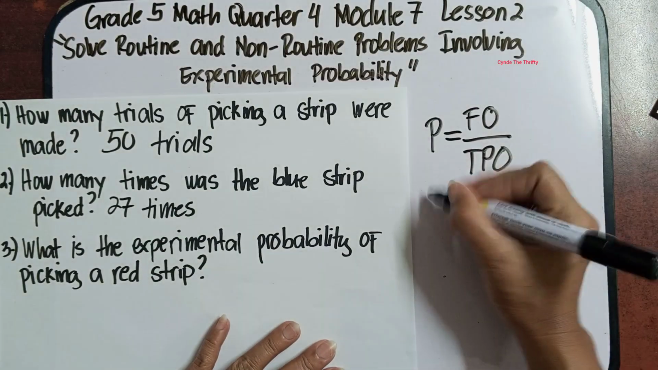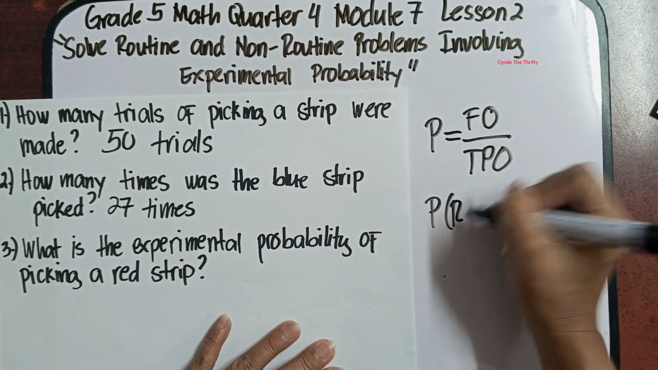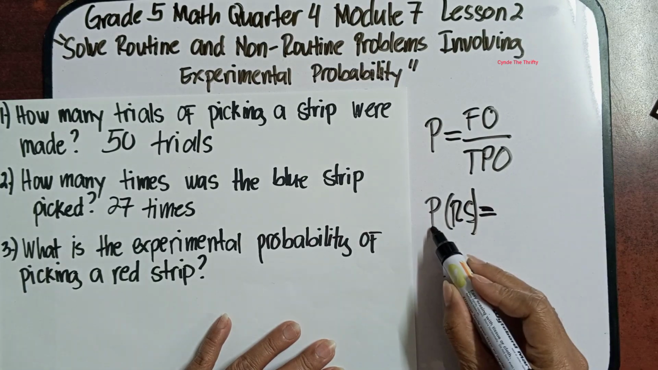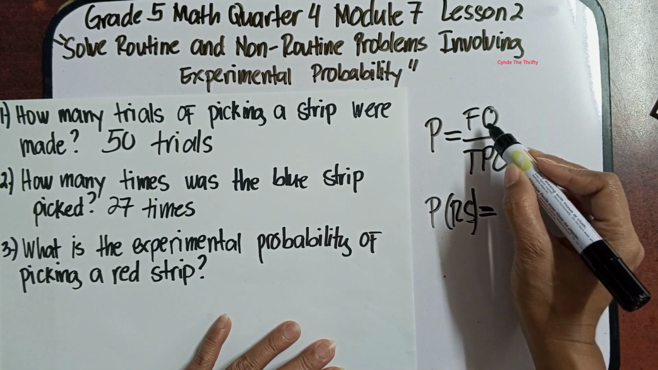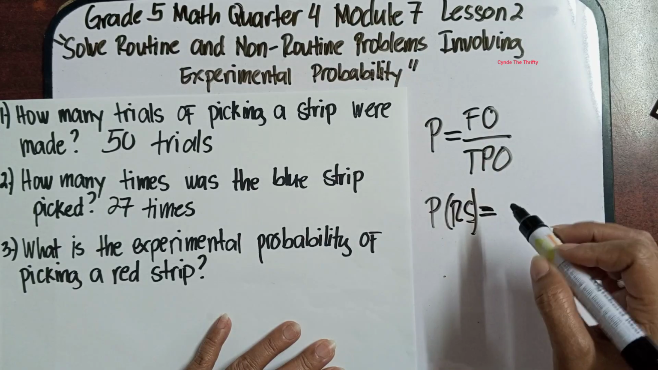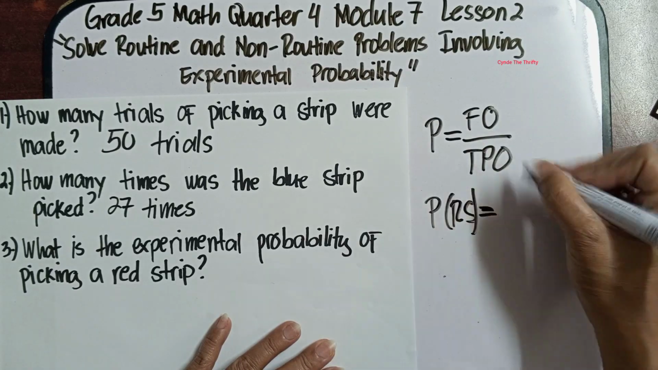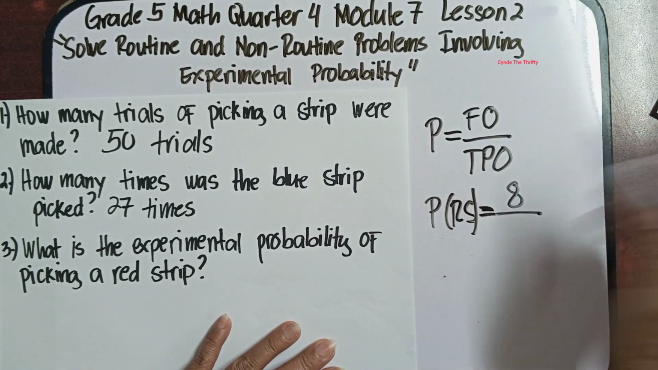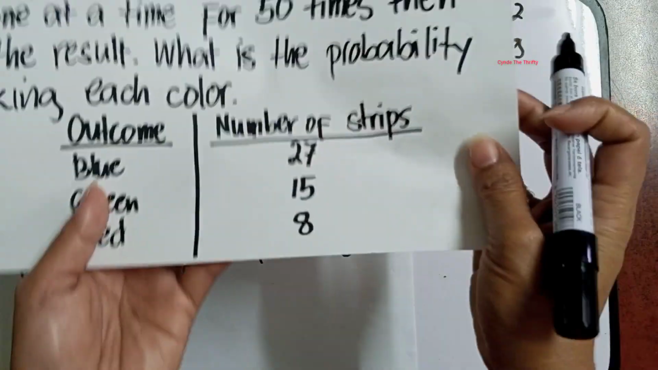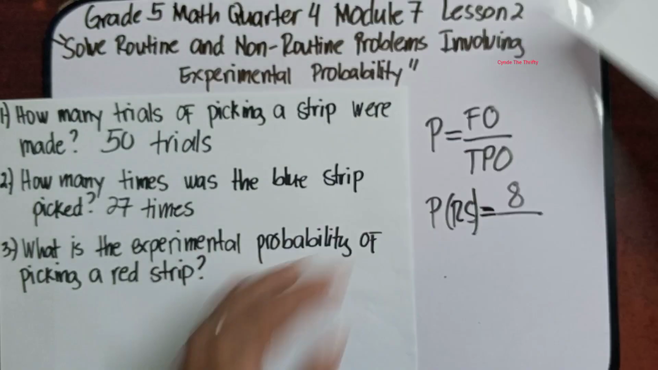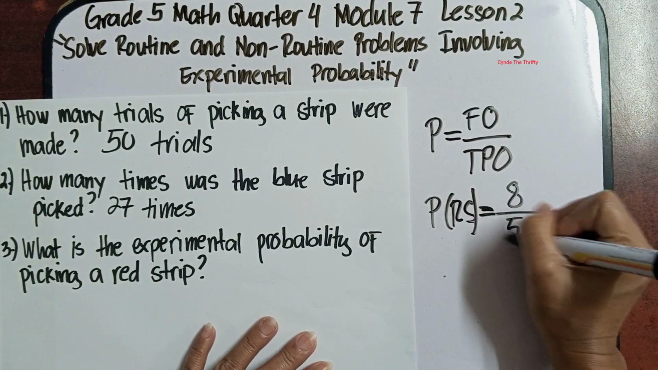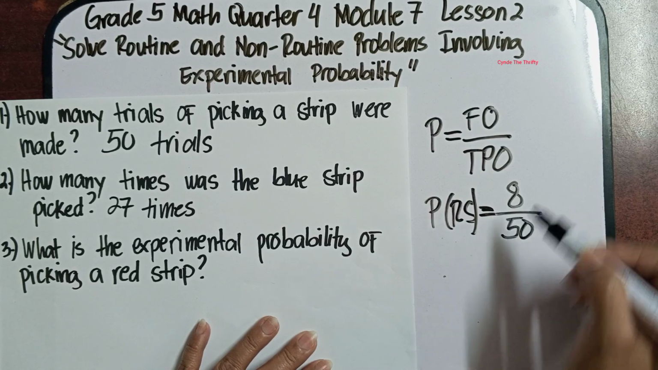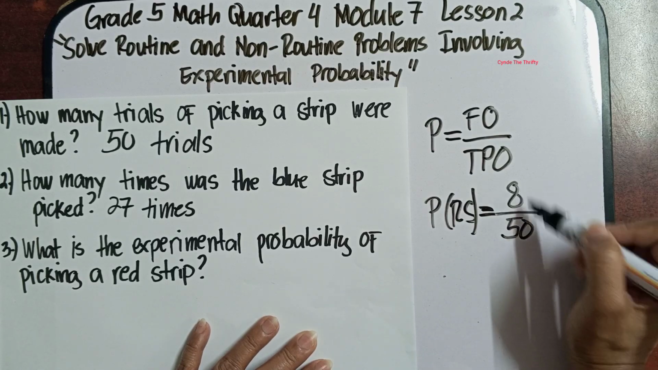So probability of red strip is equal to favorable outcomes. Ilang times siya na-pick? 8 times. Divided by ilang total possible outcomes or ilan sila lahat? Ilang trials ang ginawa mo? 50. So, divided by 50. So, probability of red strip is equal to 8 over 50 or 8 of 50.